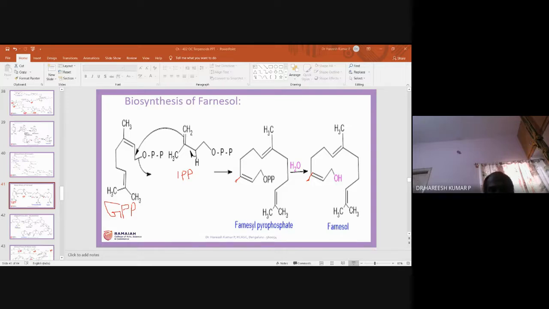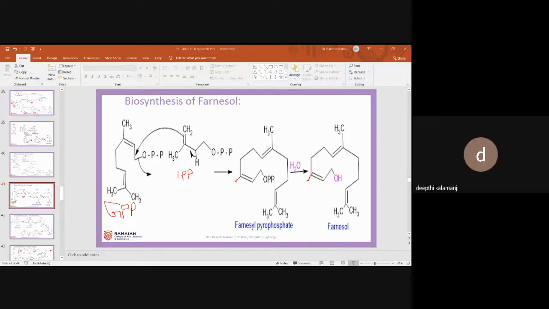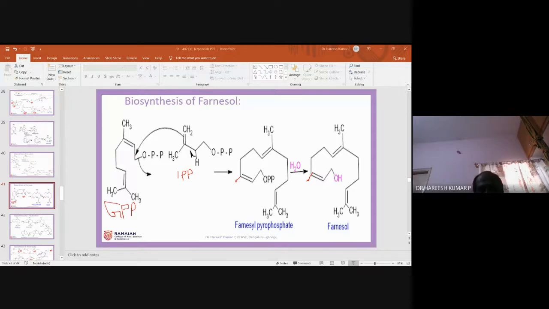So it's a farnesol. I'm talking about the farnesol. Could you see the farnesol biosynthesis pathway? Yes, sir. Fine, then no problem. Maybe the previous one, linalool. Now I change it to linalool, biosynthesis of linalool.